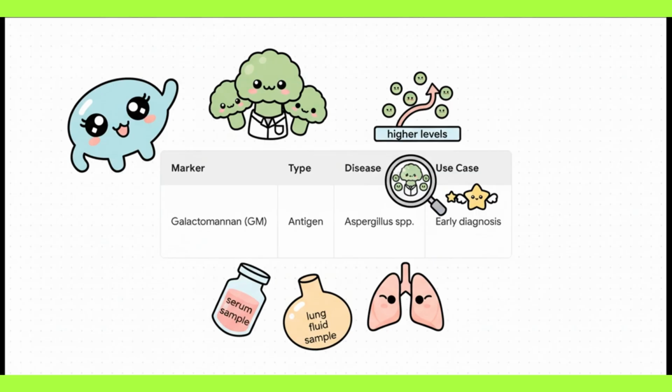Now, this one is a huge deal for Aspergillus, which is the fungus that causes invasive aspergillosis. It's incredibly useful because it lets you get an early diagnosis from a blood sample or from fluid collected from the lungs. And here's a really interesting part. Higher levels of GM often mean a greater fungal burden. So it's not just a simple yes or no test. It actually helps clinicians gauge how severe the infection might be.